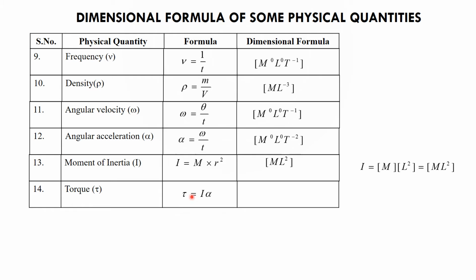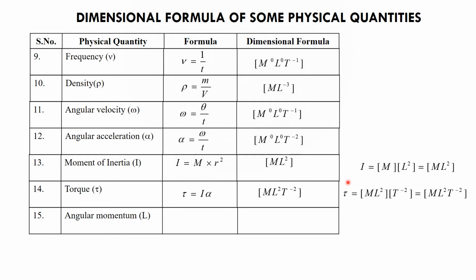Torque, again, this is another thing you will study later. This symbol is called tau, by the way, and it is equal to I alpha. We know both the dimensions. I is ML^2 and alpha is T^-2. So ML^2 T^-2.